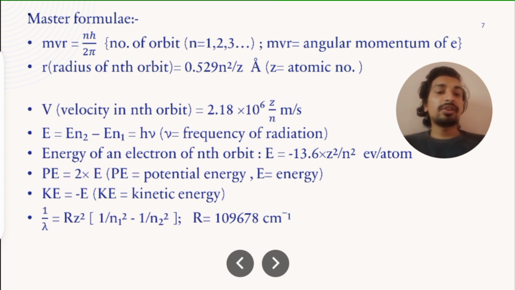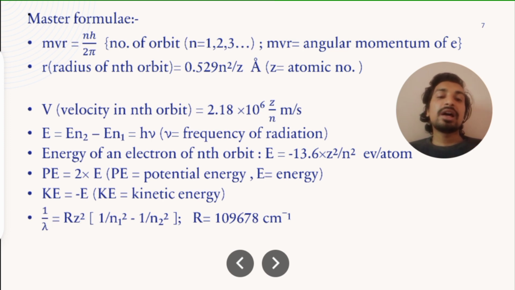And energy of any orbit will be energy of n2 minus energy of n1. If an electron is jumping from one orbit to another, what is the energy released by it? It will be n2 minus n1. When it goes to the second shell, energy of second shell minus first shell, that will be equal to h nu, the frequency of the radiation. Then energy of an electron in the nth orbit is minus 13.6 z square by n square electron volt per atom. And potential energy is 2 times the total energy. And kinetic energy is negative of total energy. Okay, you need to remember that.